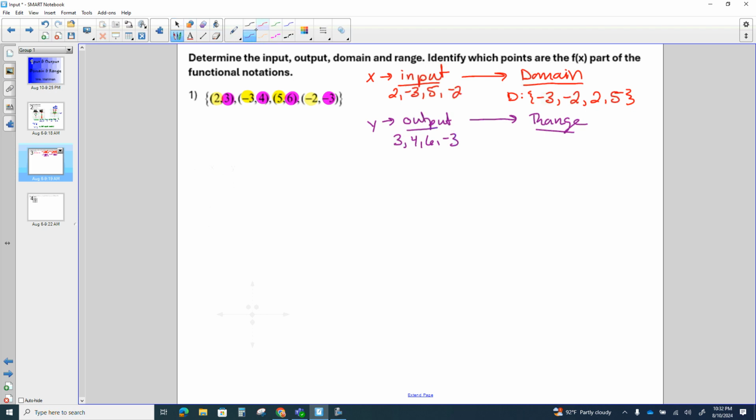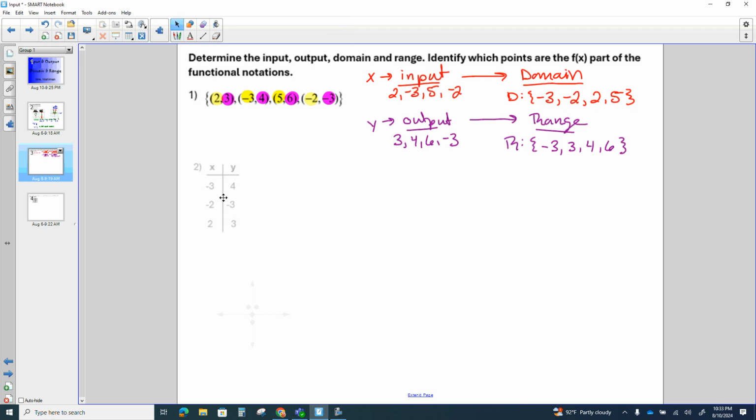When we write the range, instead of a D, we'll say R, because D for domain, R for range. We get our little grouping symbol. And again, we want to go smallest to largest. Now be careful, we don't repeat the same number, but 3 and -3 are not the same number. -3 means you owe money to somebody, and +3 means you have money. That's two different things. So our lowest number is -3. Our next number is a +3, then 4 and 6. None of those numbers really repeat.